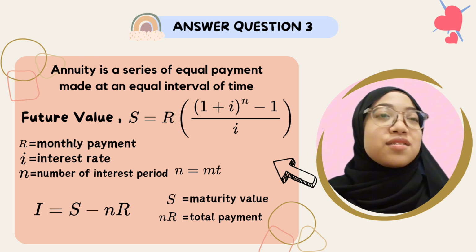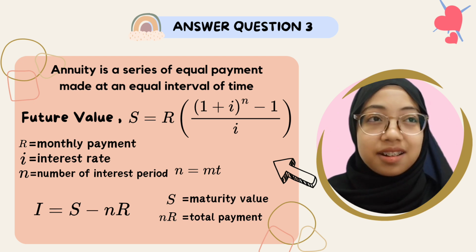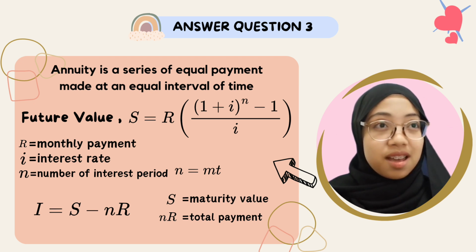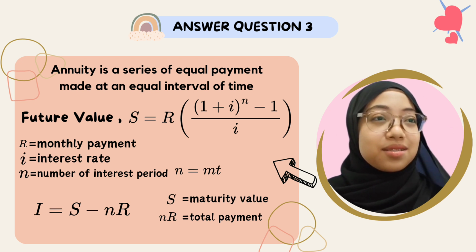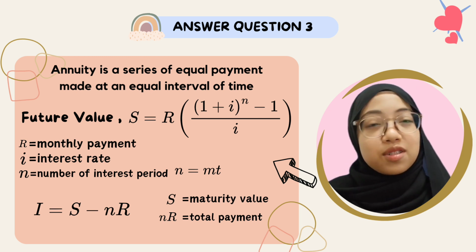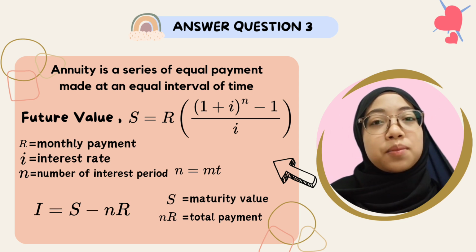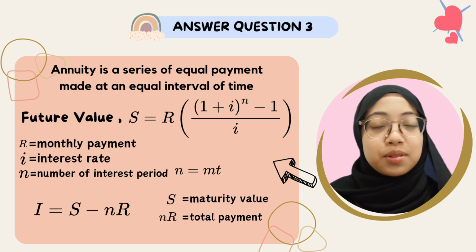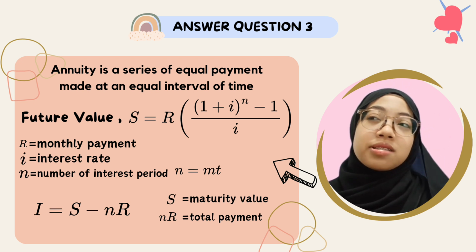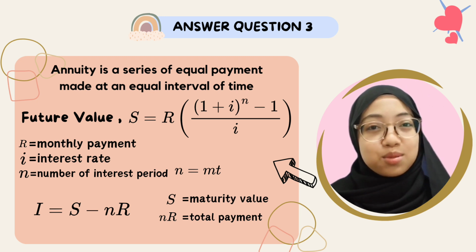To get the interest, we use I equals S minus NR, where S is the maturity value and NR is the total payment. The periodic payment term must be equal to the frequency of conversion. For example, if the nominal rate is compounded annually, then the periodic payment must be annual too. If the nominal rate is compounded monthly, then the periodic payment must be monthly too.